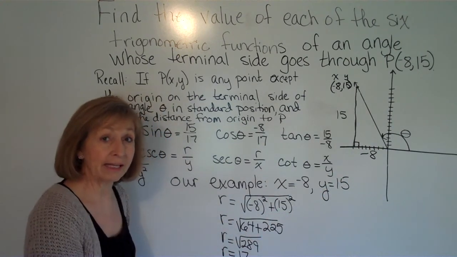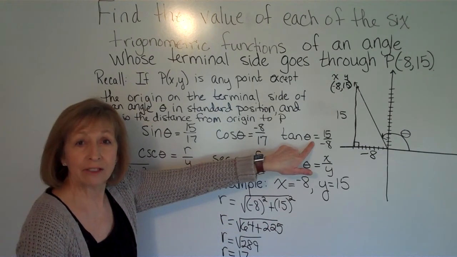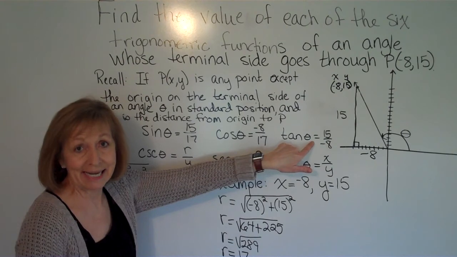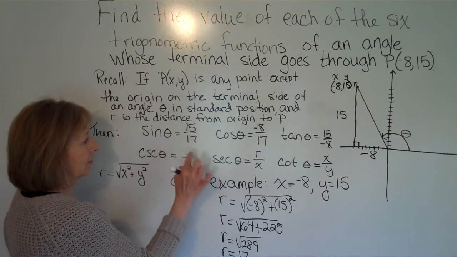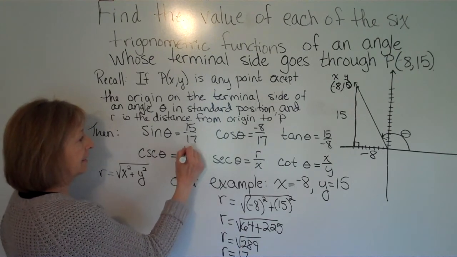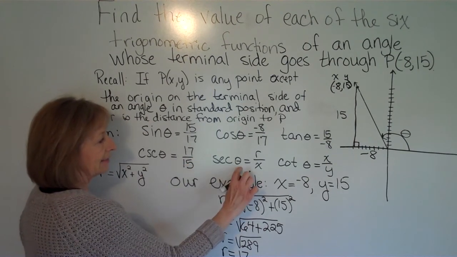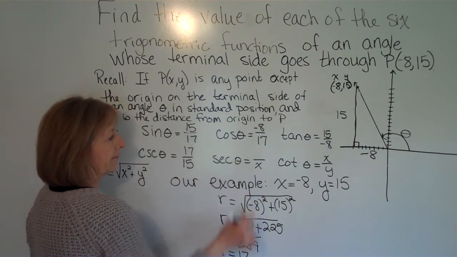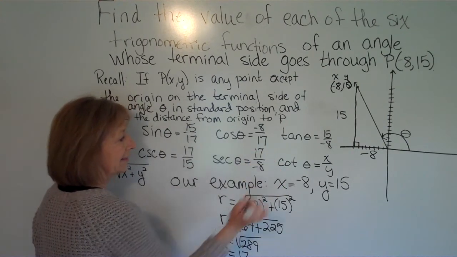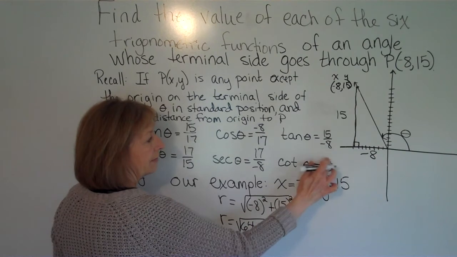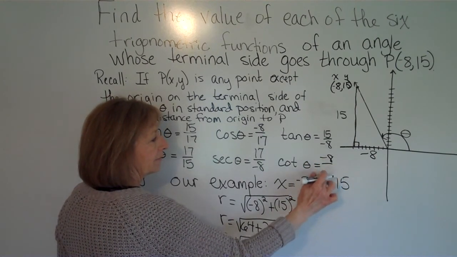If I could simplify any of these, I would. My tangent of my angle is 15 over negative 8, or I could think of that as negative 15/8. The cosecant of the angle is r, 17, over y, 15. The secant of the angle is r, which is 17, over x, which is negative 8. And then the cotangent of the angle, x is negative 8 and y is 15.